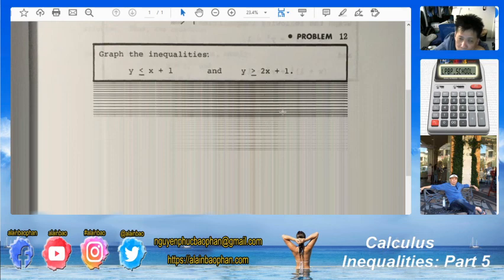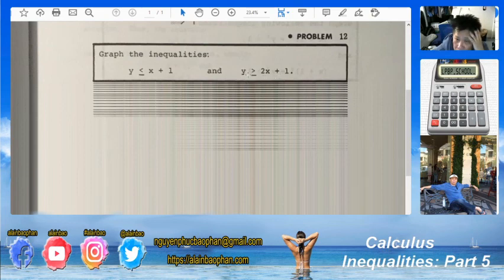Plus 1 moves to the other side and becomes negative 1. So 2x equal negative 1, so x equals minus 1 half. Here is minus 1, so half of minus 1, at minus 1 half, is this point here. So this straight line right here is the graph of y equal to 2x plus 1.